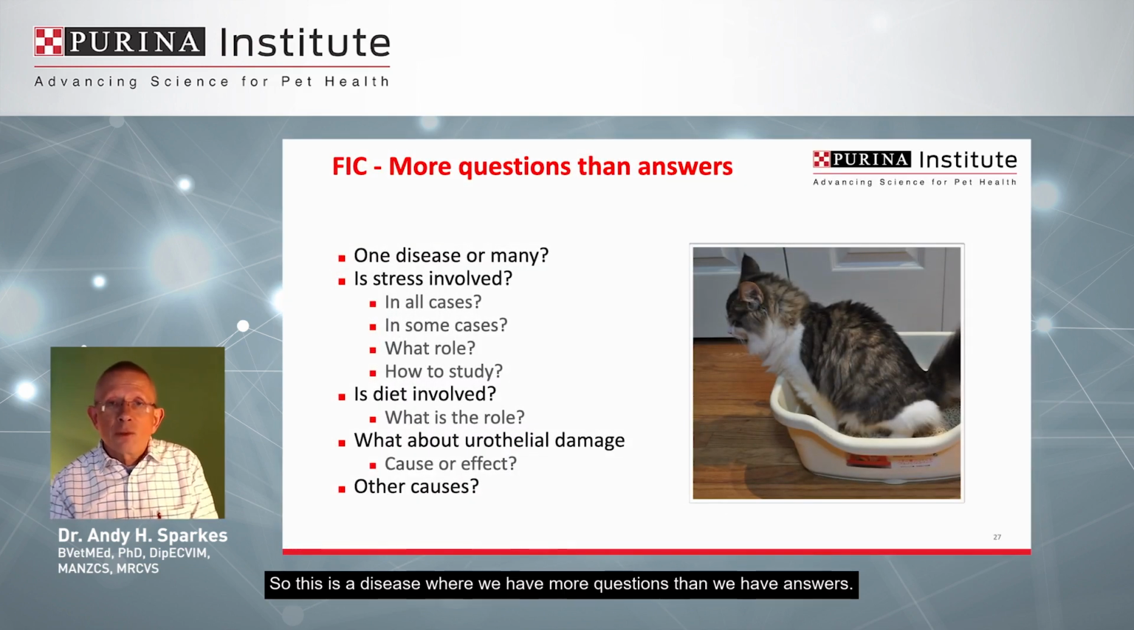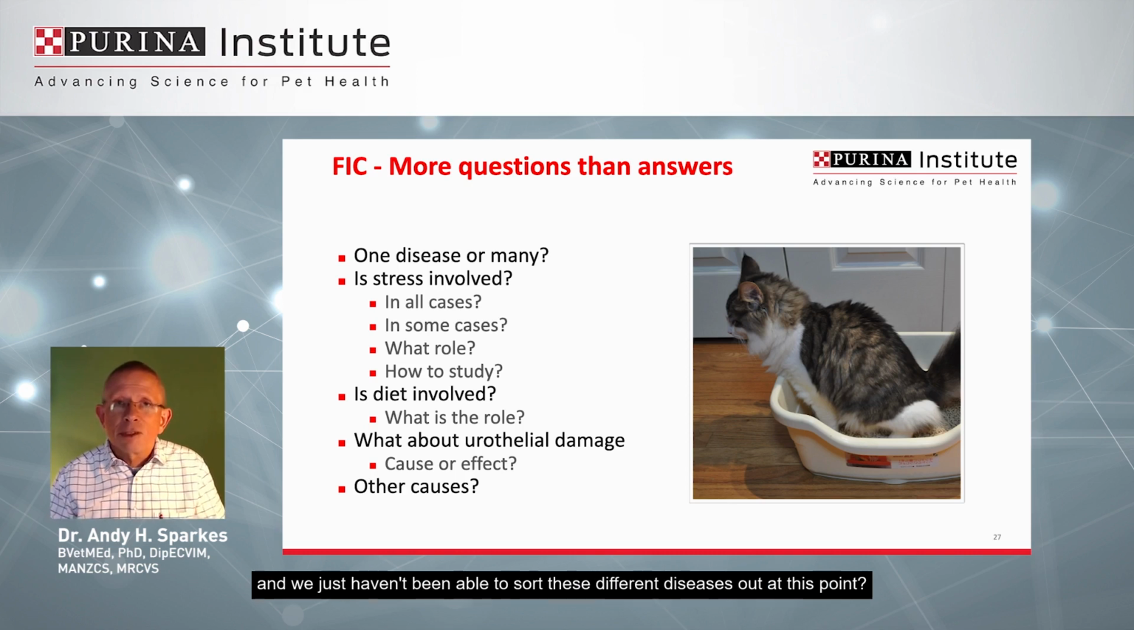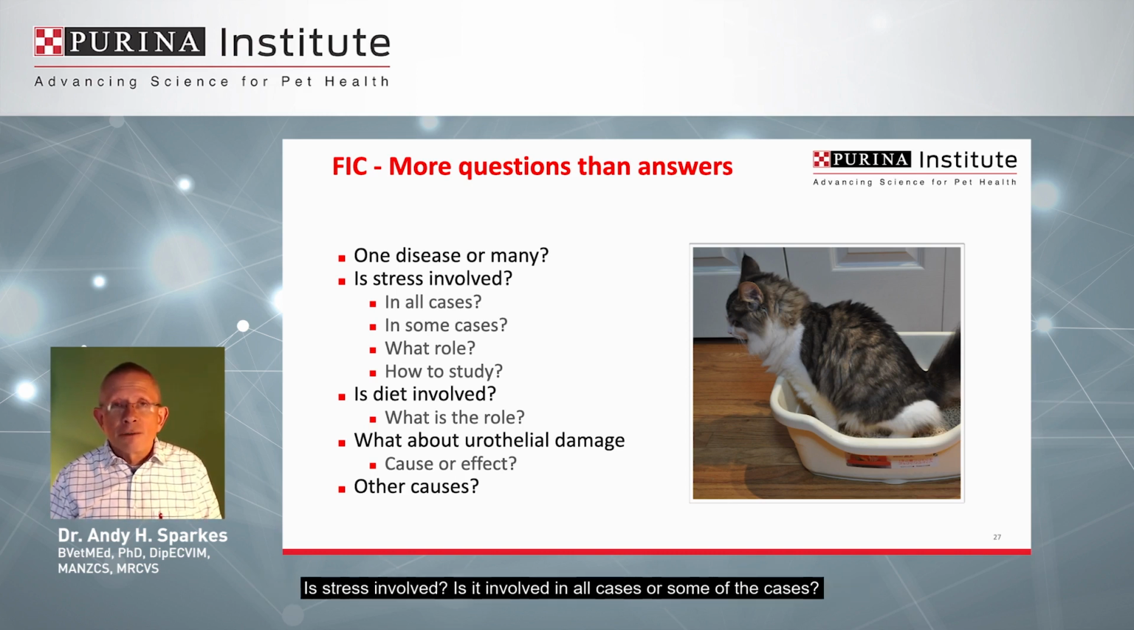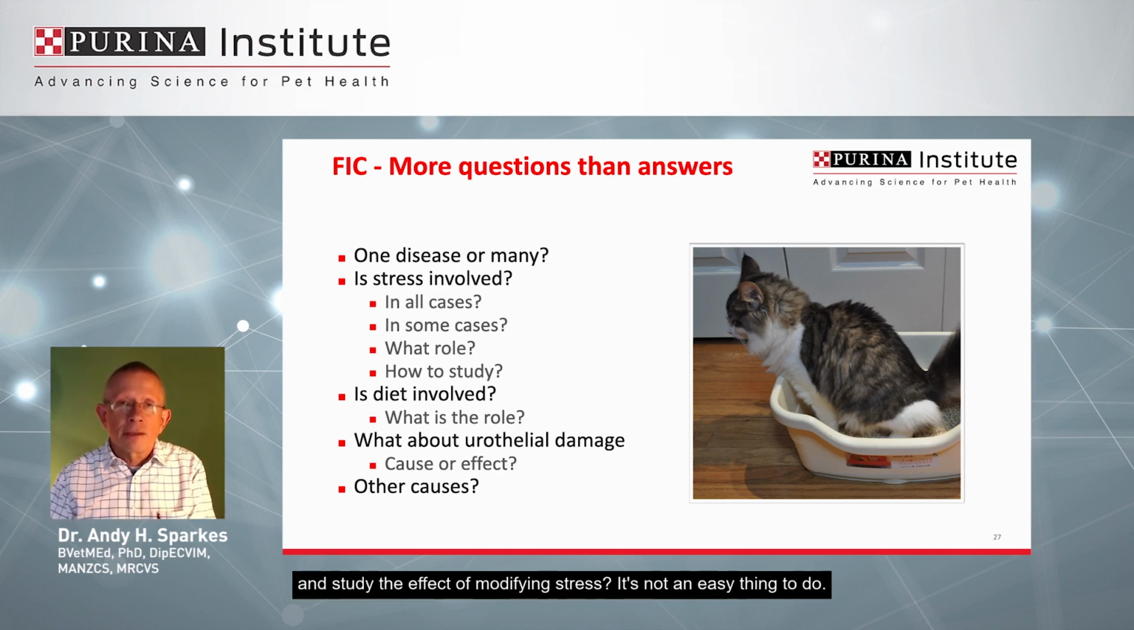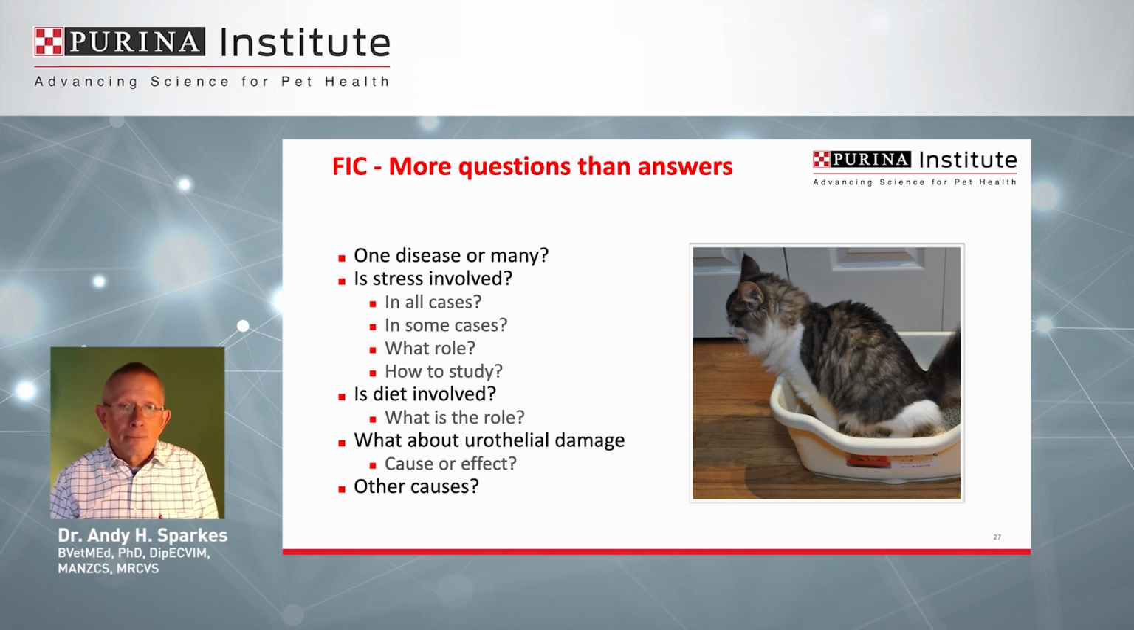So this is a disease where really we have more questions than we have answers. Is it a single disease entity, or are we dealing with many different diseases and we just haven't been able to sort these different diseases out at this point? Is stress involved? Is it involved in all cases or some of the cases? What exactly is the role of stress, and how are we best placed to try and study that and study the effect of modifying stress? It's not an easy thing to do.